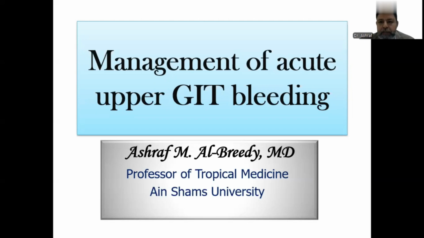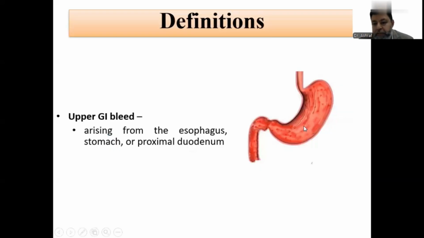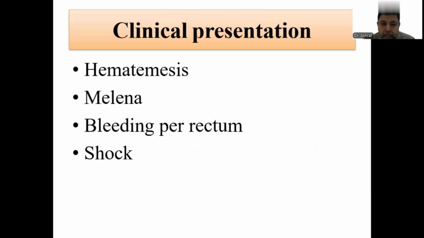My talk is about management of acute upper GIT bleeding. Upper GIT bleeding is the bleeding which arises from the esophagus, stomach, or proximal duodenum. The patients with upper GIT bleeding may present with hematemesis, melena, bleeding per rectum in cases of brisk upper GIT bleeding, and if the patient has previous upper GIT bleeding, may present with shock.